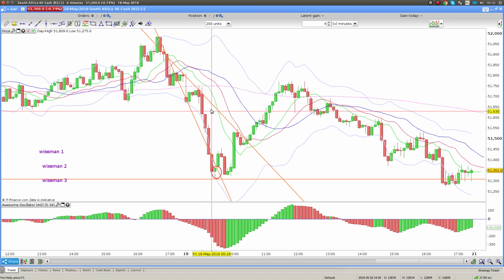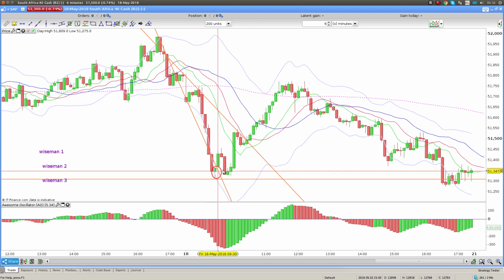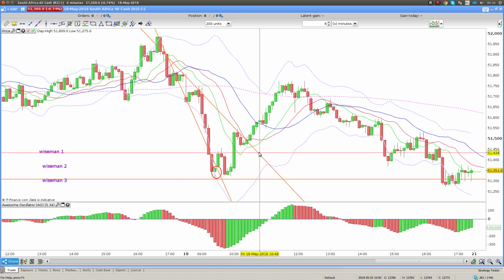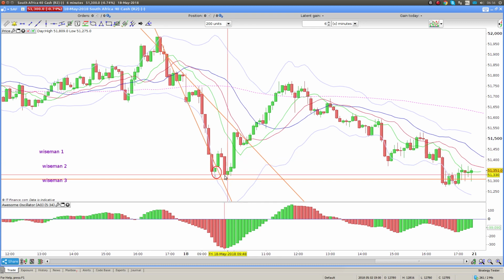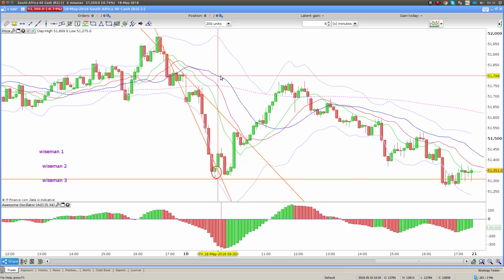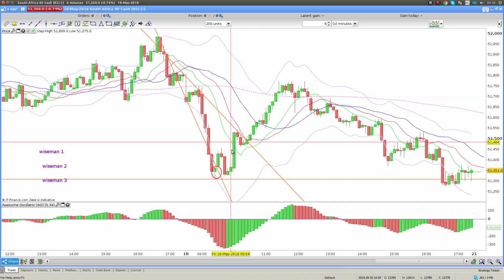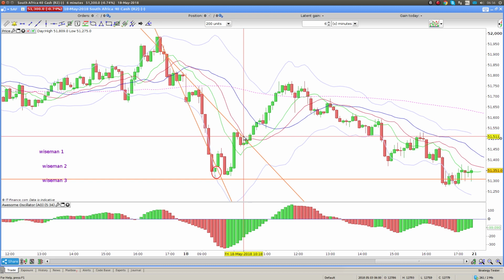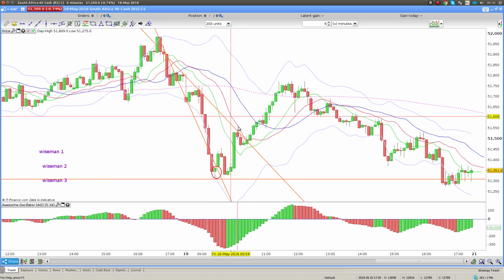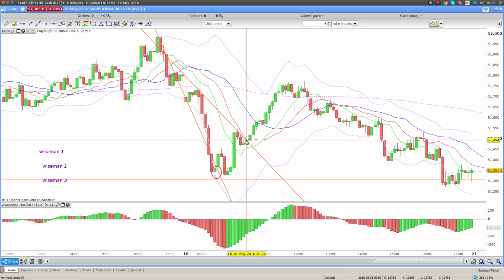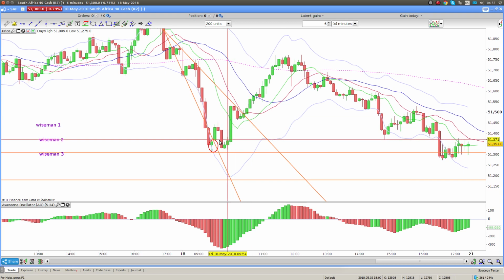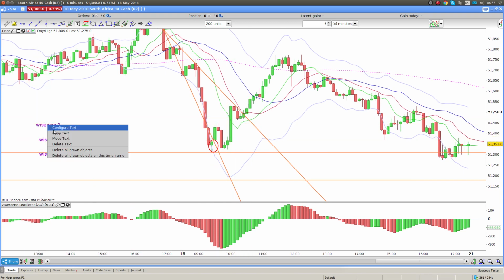Okay, so you can see it's been gradually moving away. So I have divergence here, so I've got quite a big opening here. You can use the jaw for this as well, but you're not going to use the lips. So the lips is not really what you're looking for. So you're kind of looking either the teeth or the jaw or in between here. I like using the teeth. I like using the red line as my signal. Okay. So that there is wise man number one.